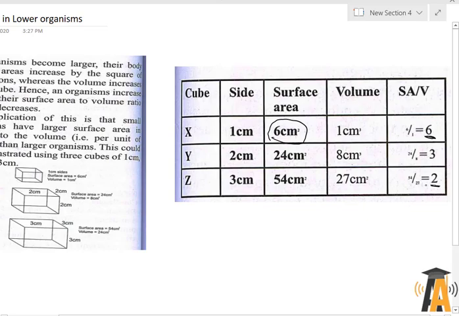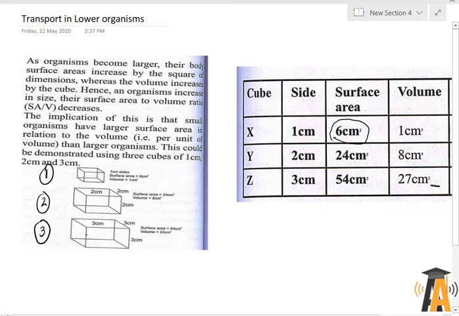So that's what this is trying to tell us, because we are trying to consider transport in lower organisms, because they are quite small. They are small, so therefore their surface area in relation to their volume is large. So we just use this table to illustrate what we are talking about here. So we'll move to the next.